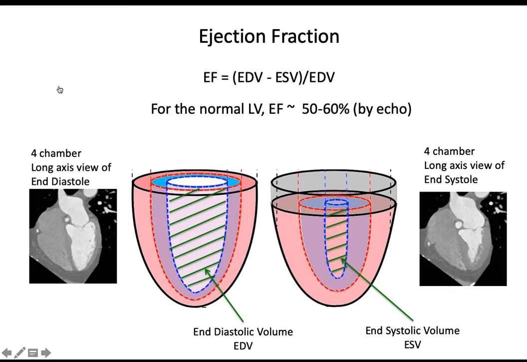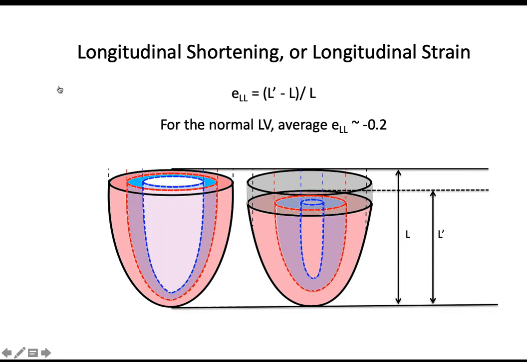So you can make measurements that are volumetric, for example, ejection fraction, which is just what is the change in volume as a percentage of the initial value. And so systole is a smaller volume and diastole is a larger volume, so that difference is the stroke volume that came out of the ventricle. And as a function of the initial value is the percentage. You can also use longitudinal shortening as a one-dimensional or linear measurement of contraction.